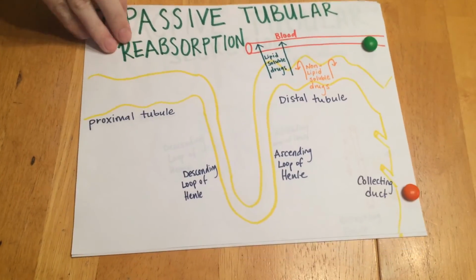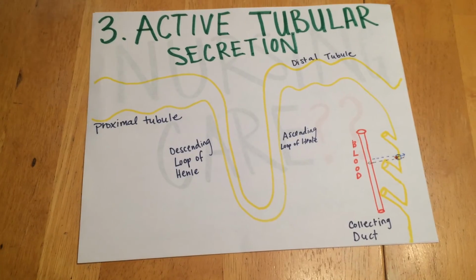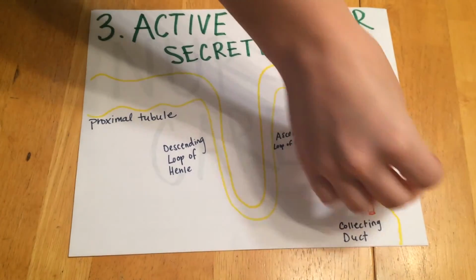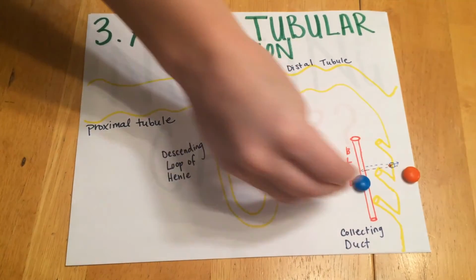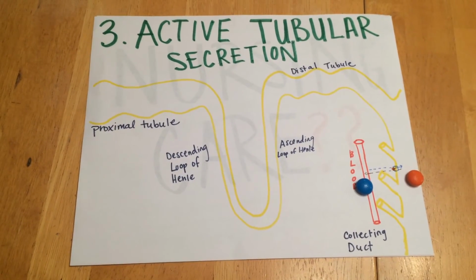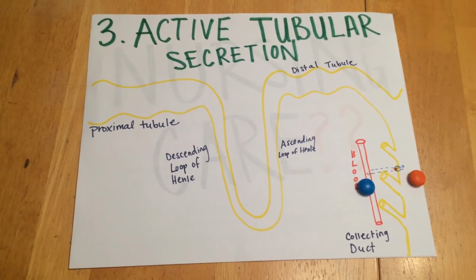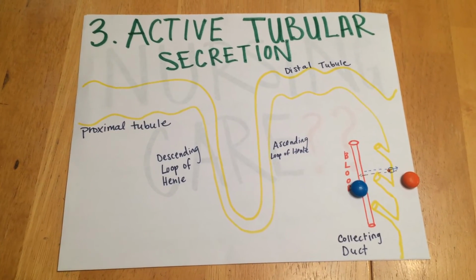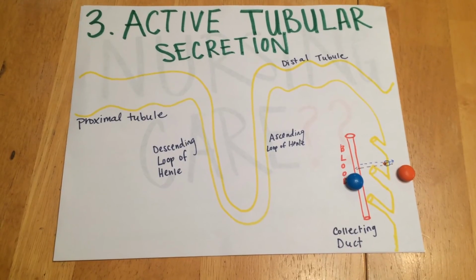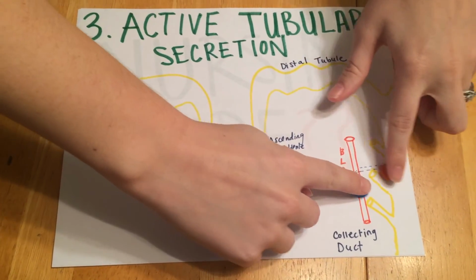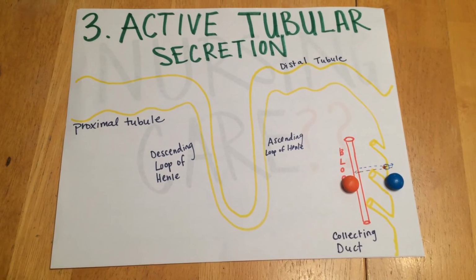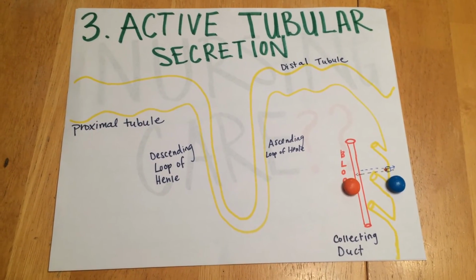Our final process is active tubular secretion. This is the transfer of drugs from the peritubular capillaries into the tubules and the collecting ducts of the kidneys. The tubules have a pump for organic acids and a pump for organic bases. The tubule cells also contain a P-glycoprotein, which can pump numerous types of drugs into the urine for excretion. This is where the active transport comes into play and the orange and blue switch places.